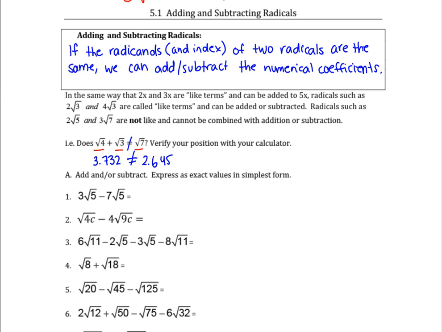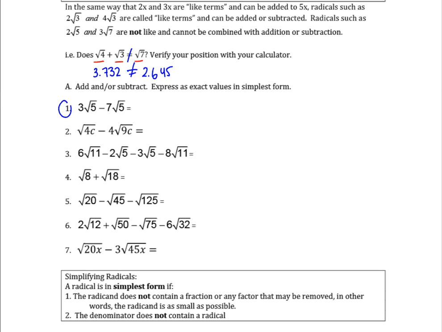It's pretty simple. So this very first one, are the radicands the same? Yeah, so let's combine the numerical coefficients. 3 minus 7 is negative 4, and we leave the radical the same. So negative 4 root 5s.